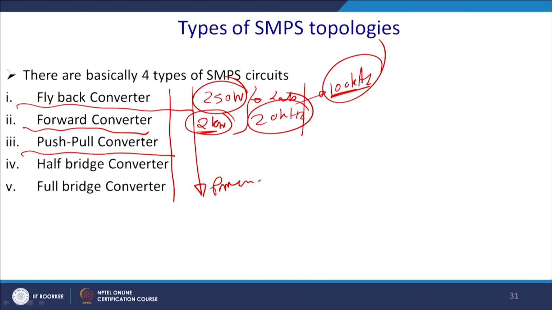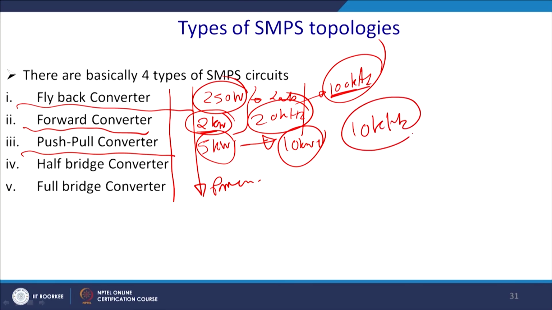And there is the push pull converter, so you can go as high as 5 kilowatt, and you can extend that range to 10 kilowatt, and thus you require IGBTs, and the maximum frequency can be in the range of 10 kilohertz. And of course, there is no harm in a push pull converter operating at 250 watt, and you can choose a switching frequency of 100 kilohertz. So, generally we do not do that.